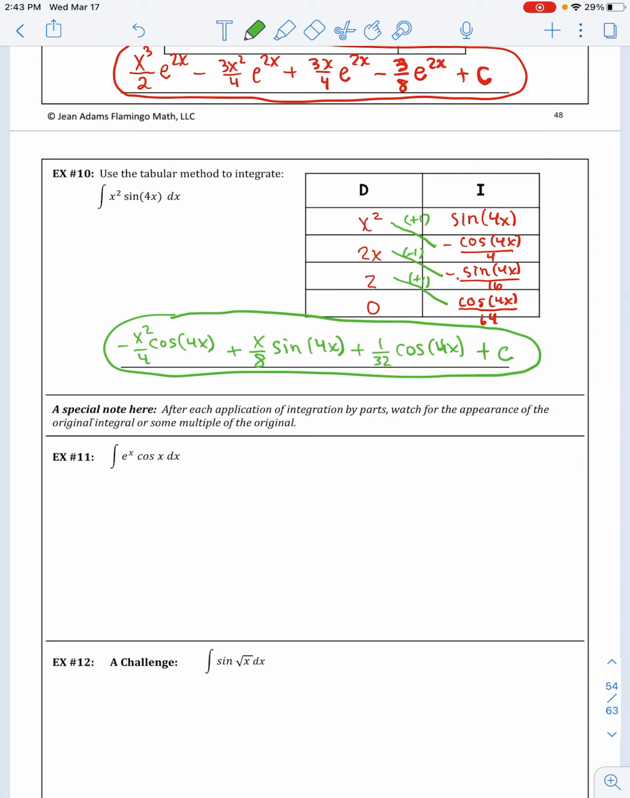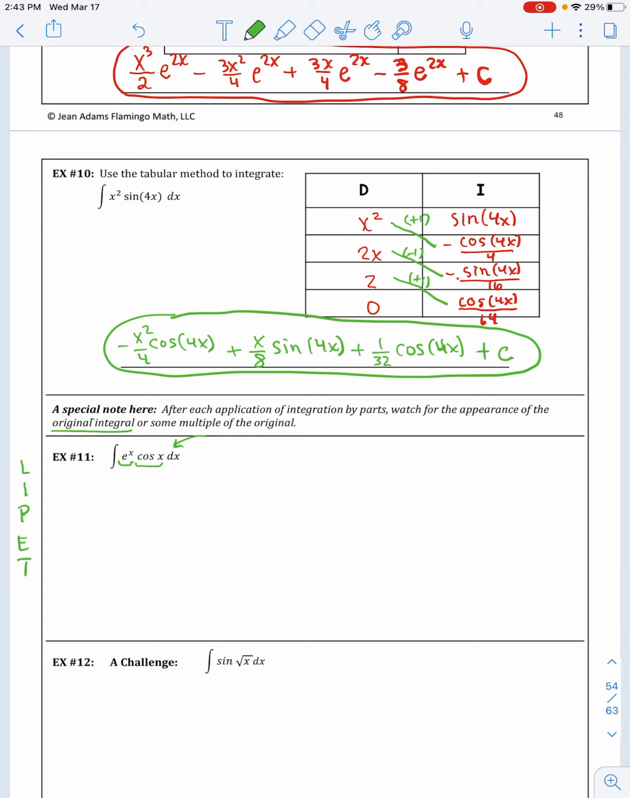And it says, a special note here, after each application of integration by parts, watch for the appearance of the original integral or some multiple of the original. So for this one, notice that e to the x never goes to 0. Cosine x never goes to 0. If you've got two functions that never get to 0, then the tabular method really doesn't work. Okay, so we are going to have to use our integration by parts, and we're going to watch for the appearance of this integral.